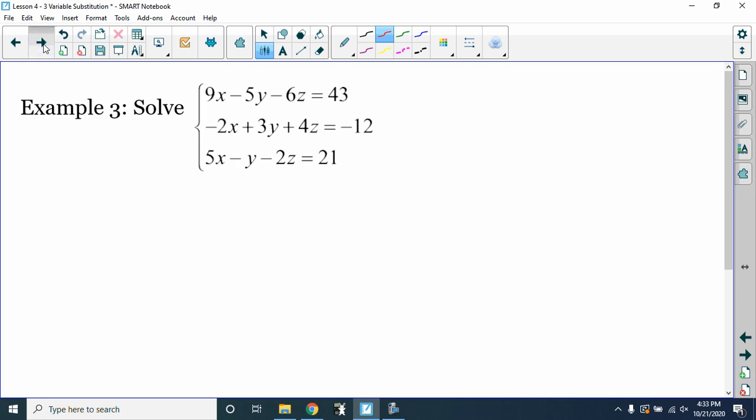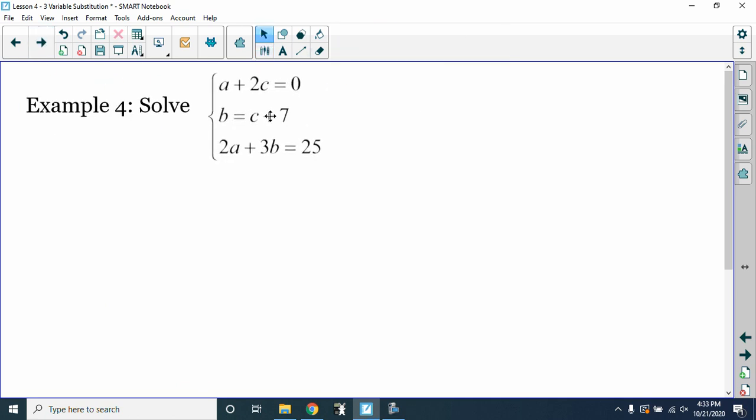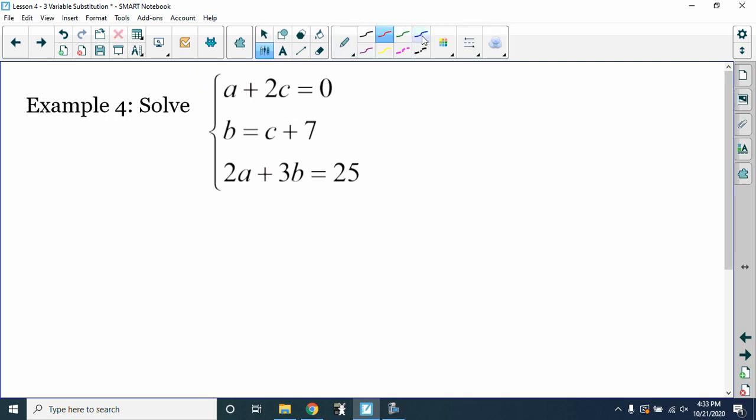Let's do one that's a little different here. This one here. Students sometimes struggle with this one because some of the variables are missing. Like this one doesn't have a b, and this one doesn't have an a, and this one doesn't have a c. But our overall strategy is going to be the same. So we know what b is equal to, c plus 7. And I'm going to take that and substitute it into one of the equations. I'm plugging it into the bottom equation.